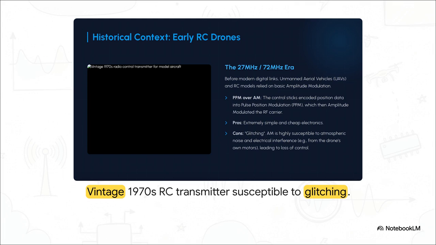But there was a massive and frankly dangerous catch to this analog AM setup. Amplitude modulation is, by definition, super sensitive to atmospheric noise and electrical interference. I mean, even the electrical noise from the drone's very own motors could mess with the amplitude. This caused terrifying moments known as glitching, where the servos would randomly jerk around. Best case, it's scary. Worst case, a complete loss of control and a shattered RC plane.